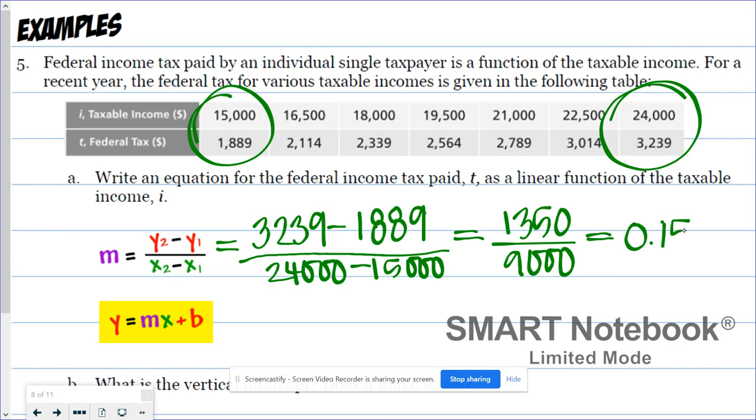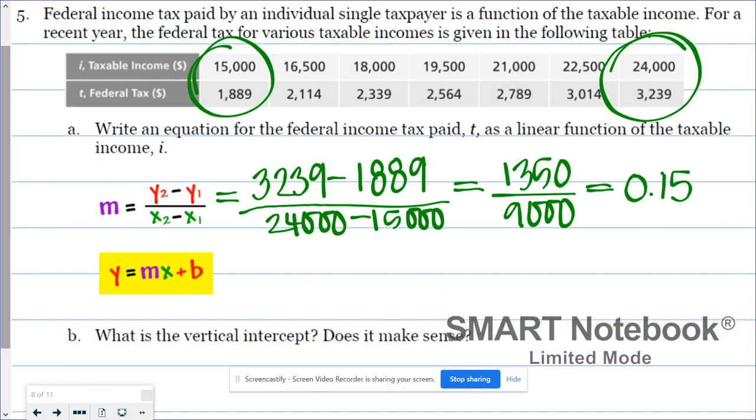Normally we write our slopes as ratios. In a contextual situation, I think a decimal slope makes more sense when you're thinking about the meaning of it. Because what we're saying here with the 0.15 is that the federal tax is increasing by 15 cents for every dollar of taxable income. And if we kept it as a fraction, probably wouldn't make a lot of sense. No pun intended there.